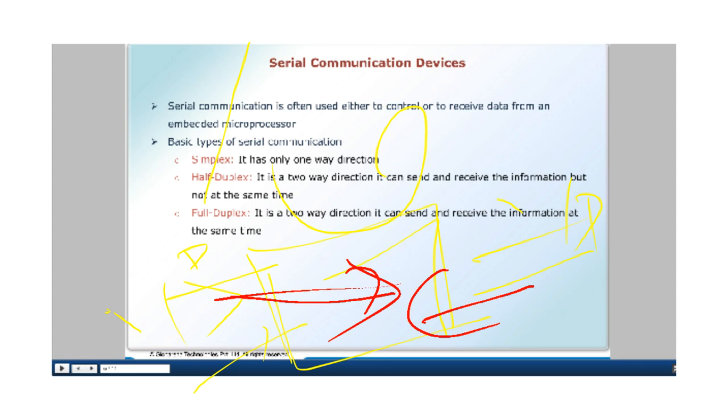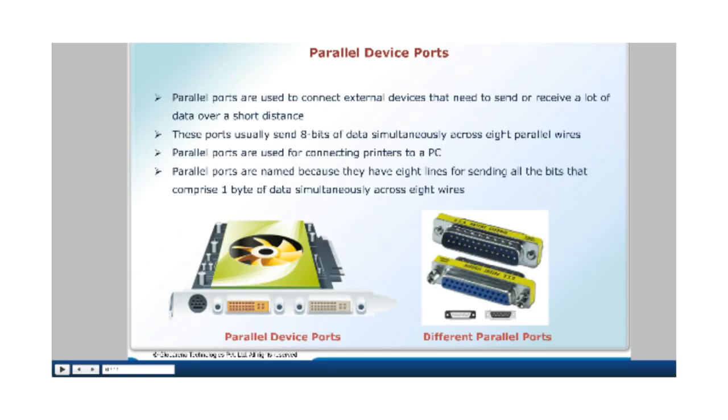By using serial communication, you can send or receive information from one port to another, using simplex, half duplex, and full duplex. Simplex means one direction, so it may be only sending or only receiving data. Half duplex is two-way, so we can send and receive data in both directions, but not at the same time. In full duplex, we can send and receive data simultaneously. Serial communication may be used to send and receive information from microprocessor devices using simplex, half duplex, and full duplex. Next one, parallel devices.